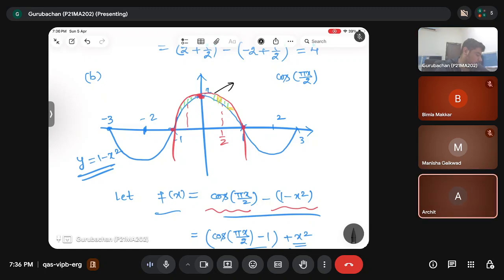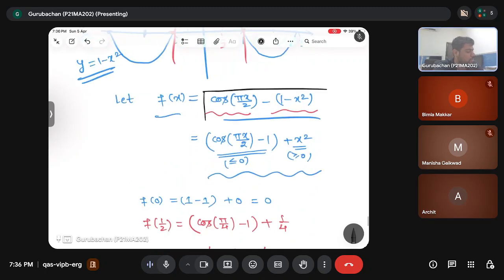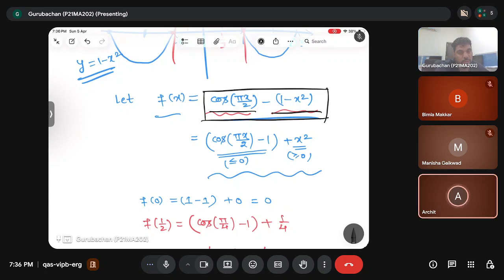So for that simplification, we have taken this function. If this function gives the positive value, that means that cos pi x by 2 will be bigger than 1 minus x square. Agreed? Sir, agreed, but only checking at one point, how can we conclude that it is bigger? So you mean they can cross at one more point. Okay.